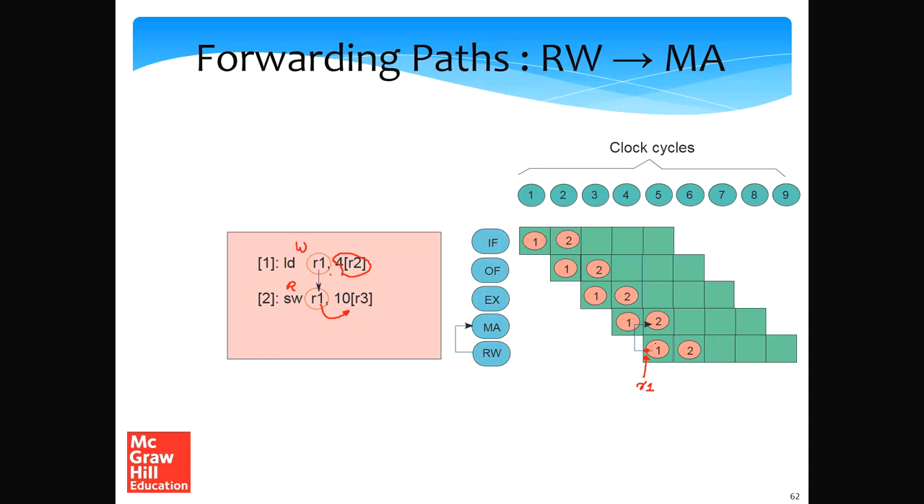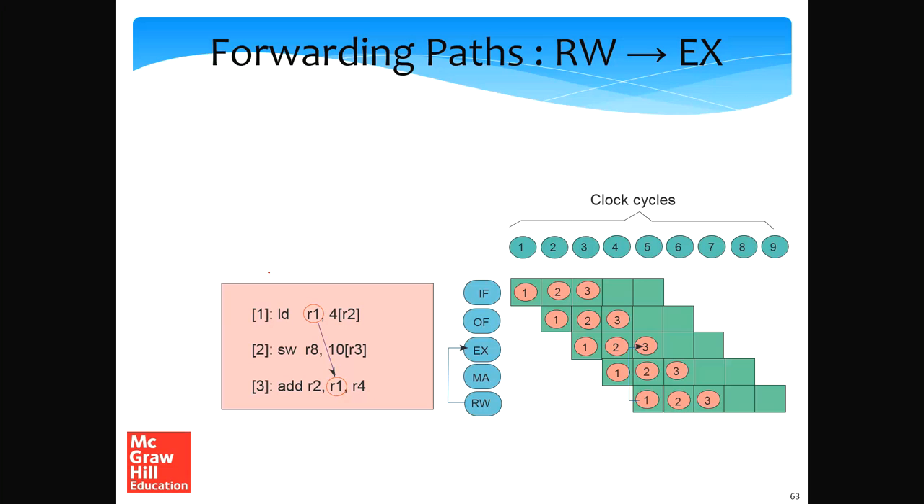Also in cycle number 5, the store instruction would be there in the MA stage, the memory access stage. And in the beginning of cycle number 5, it would actually need the value of register R1. So that is an ideal opportunity for us to forward. So we forward the value from the RW stage to the MA stage, basically from instruction 1 to instruction 2. And this helps us avoid stalls, and it also helps us execute a load and a store back to back. Back to back means in consecutive cycles.